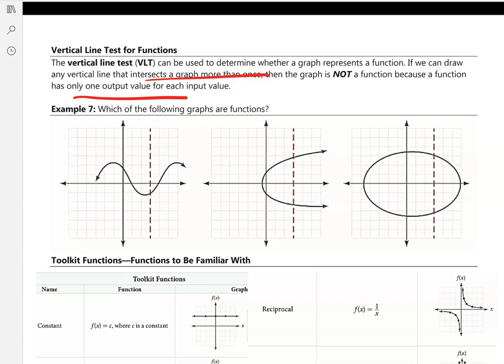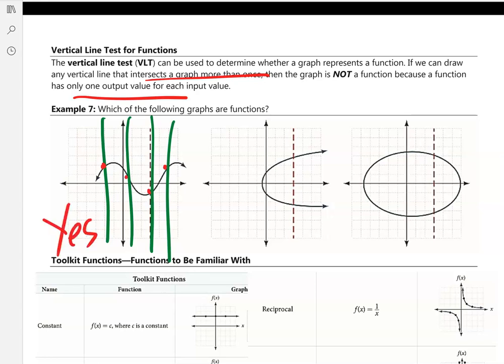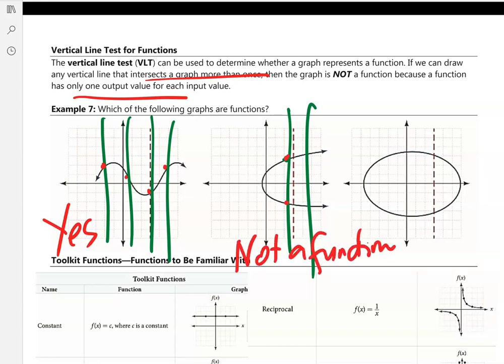Okay, so here you can draw a vertical line anywhere, and you will see that there is only 1 point on the graph. So definitely the first one is a yes, it is a function. However, for the second one, when you draw a vertical line here or here, you will see that there is more than 1 point, actually 2 points. So it is not a function. Same thing here. So this is not a function.